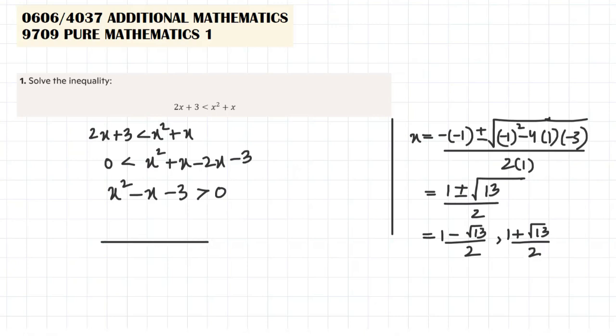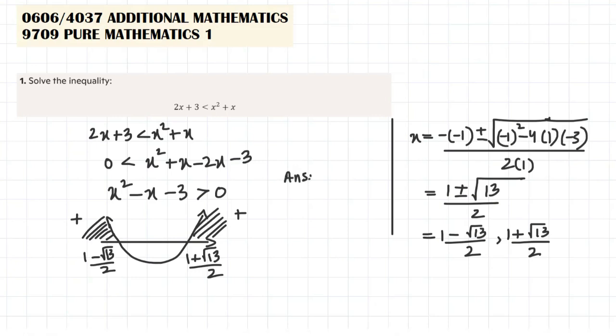Okay, sketch a parabola and put your x-intercepts. The word is x-intercepts. These are the roots. 1 minus root 13 divided by 2 and 1 plus root 13 divided by 2. So now we know that this is the region where your parabola is positive, greater than 0. So how do you write your answers? The correct way is x should be less than 1 minus root 13 divided by 2, or x should be above 1 plus root 13 divided by 2. Because these are the regions where this quadratic function is positive, above the x-axis.